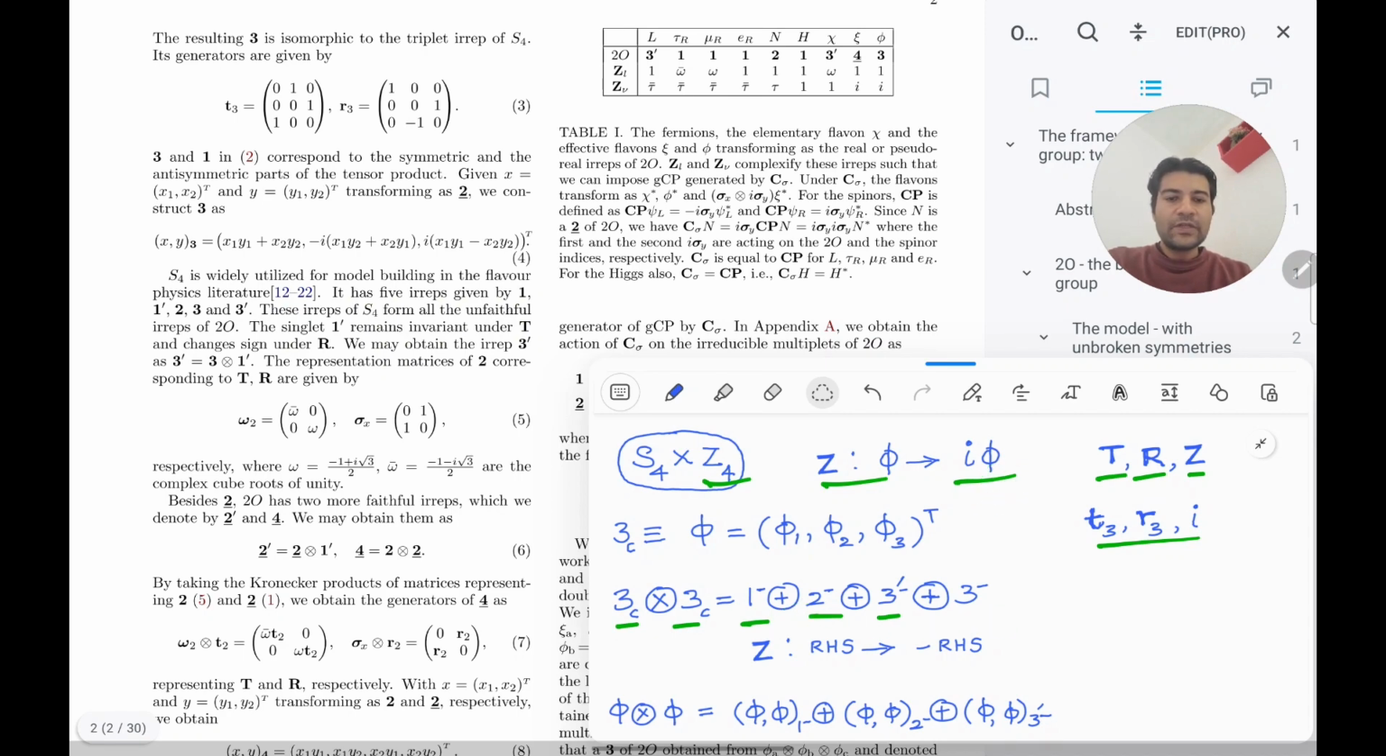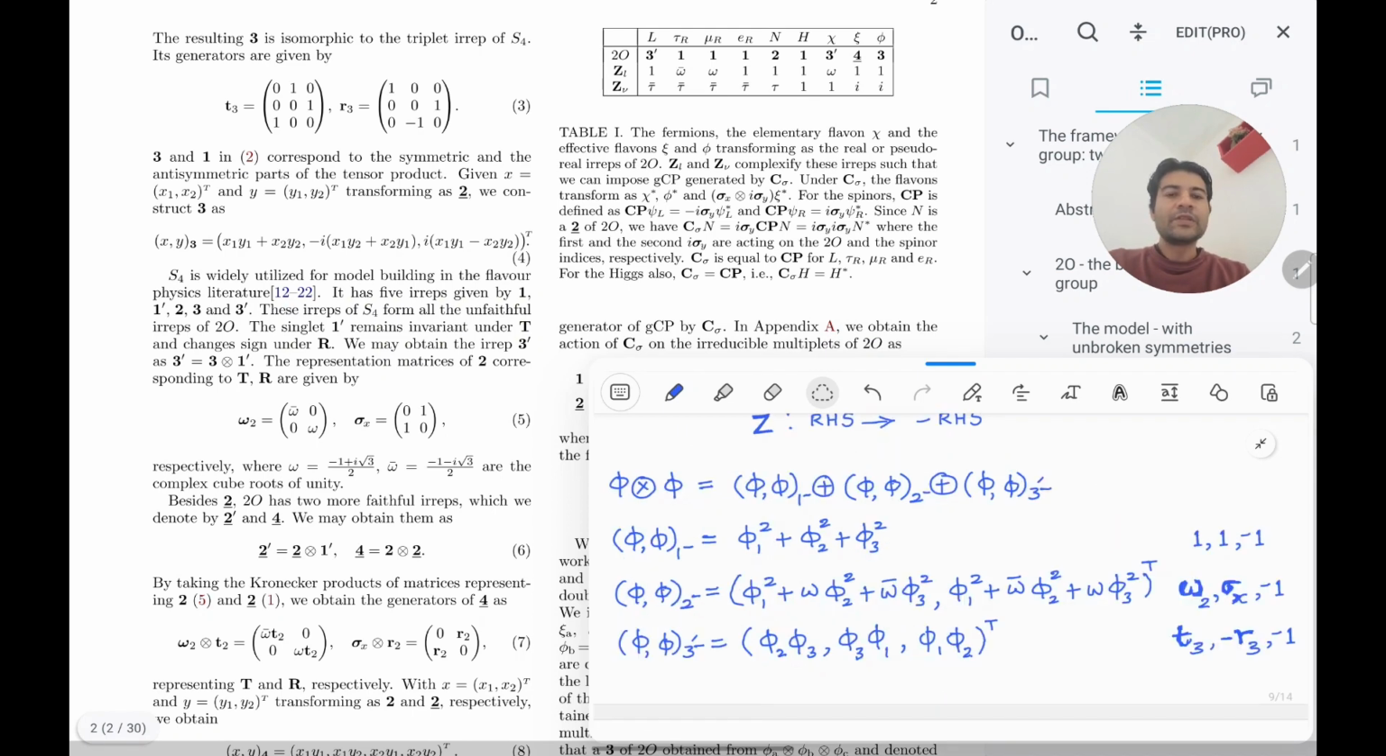So under the action of the generator Z, the objects in the RHS simply change sign. So you have RHS going to minus RHS under Z. Now the various objects obtained from the tensor product of phi with itself are shown here. Their expressions are as given in the previous example. You have a singlet, a doublet, and a triplet prime. And as I have written here, under T and R, their transformation rules are as in the previous examples, but under Z, all of them get multiplied with a -1.